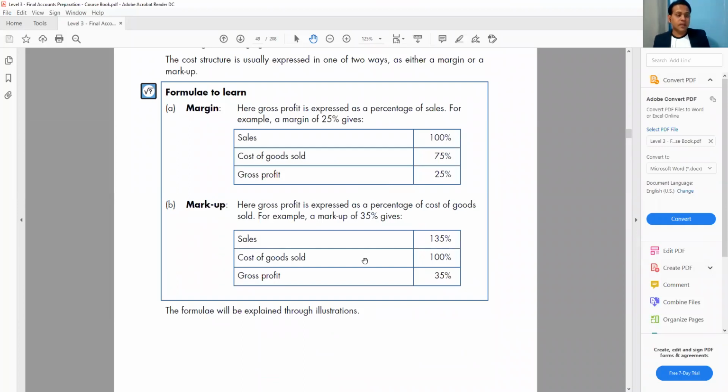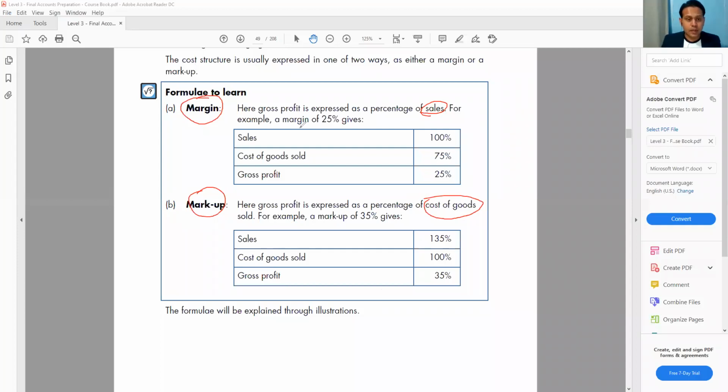Okay, the next thing we have here is markup and margin. As we already discussed at the beginning, I'm saying again to all of you, margin is based on sales. Margin is the gross profit on sales. On the other hand, markup is on cost. If you remember this, your life will be very easy. So margin is calculated on sales, but markup is calculated on cost.